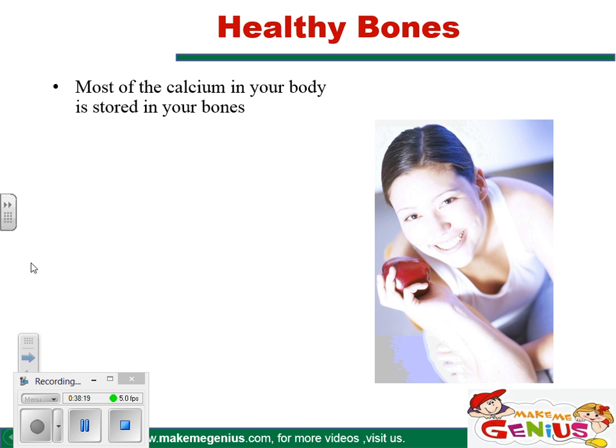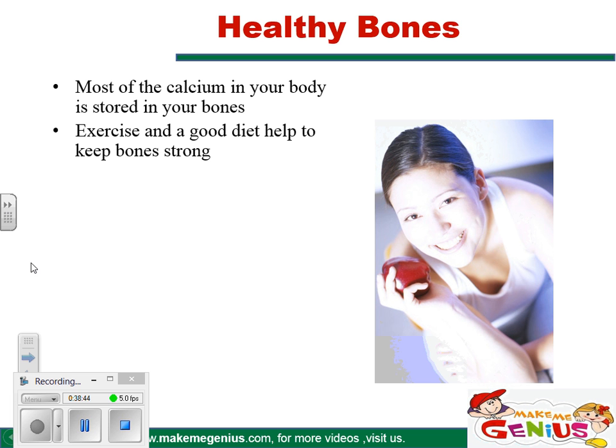All right. So most of the calcium in your body is stored in your bones. That's very important that you drink what? Milk. Because some of your orange juice is calcium fortified, which means they put calcium in the orange juice. But milk definitely has calcium. That's good for your bones.